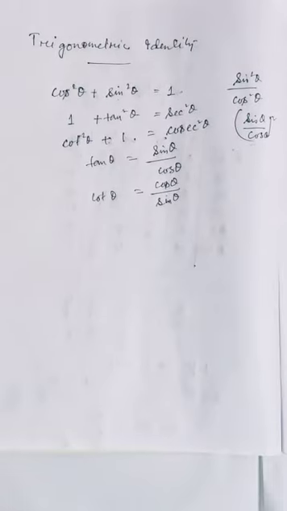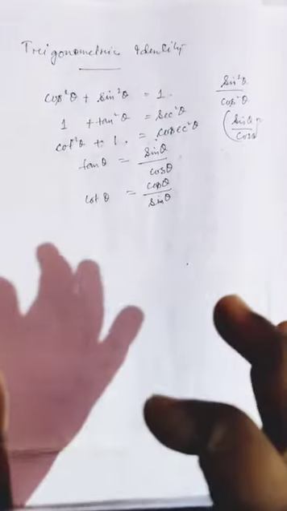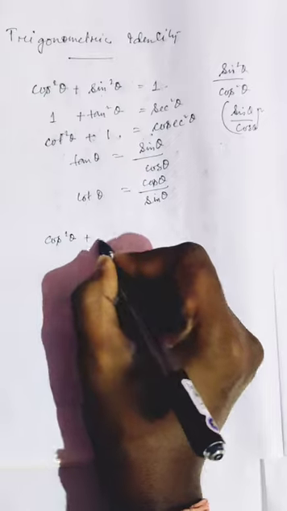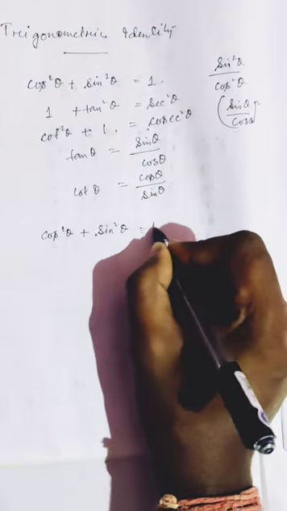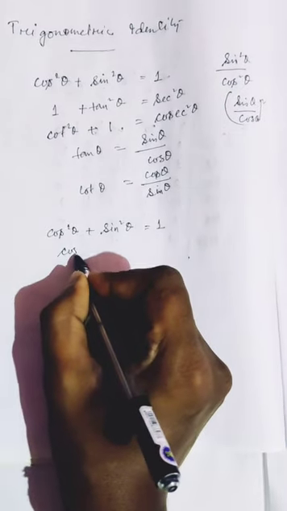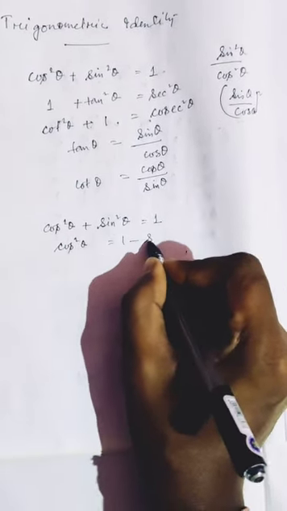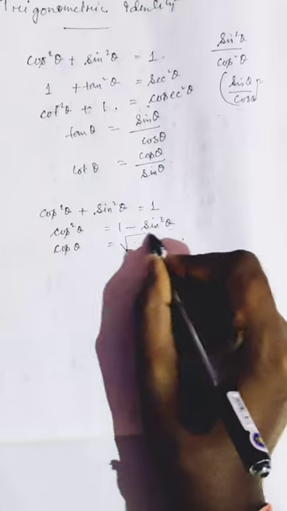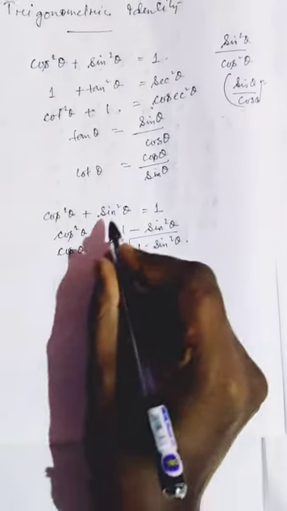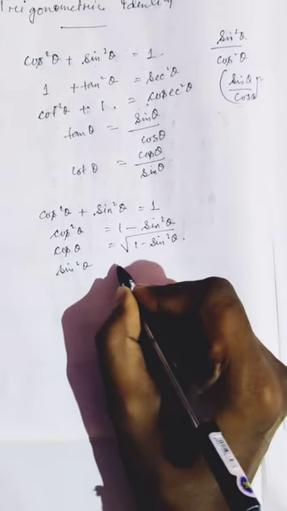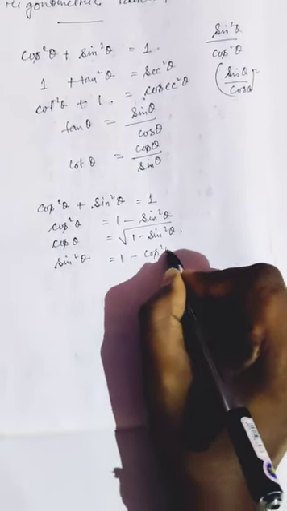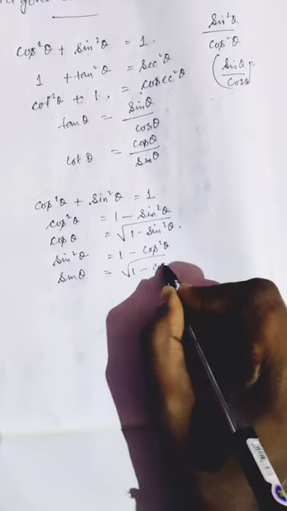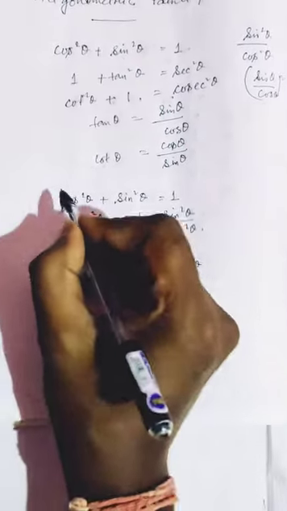I request all the students, please learn this trigonometric identity by heart. Now from each trigonometric identity there are again some derivatives, like from here you can derive cos square theta is equal to 1 minus sin square theta. Also you can derive cos theta is equal to root over 1 minus sin square theta. Also you can derive sin square theta is equal to 1 minus cos square theta. Also you can derive sin theta is equal to root over 1 minus cos square theta. Clear?